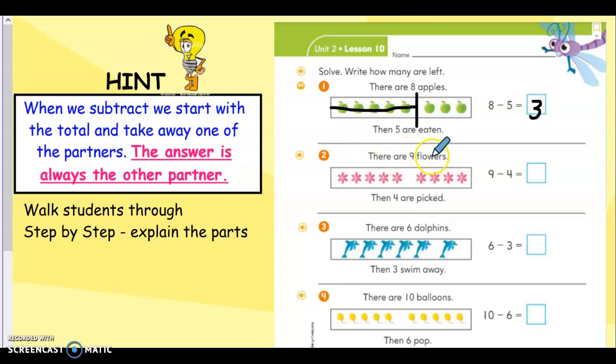There are 9 flowers. Here they are. Then 4 of them are picked. Okay, let's count to 4. 1, 2, 3, 4. We're going to draw our break apart. And we have to cross these off because they got picked. Bye-bye. How many are left? 1, 2, 3, 4, 5. Excellent. So here we can see that 5 and 4 are partners of 9, and 9 take away 4 equals 5.